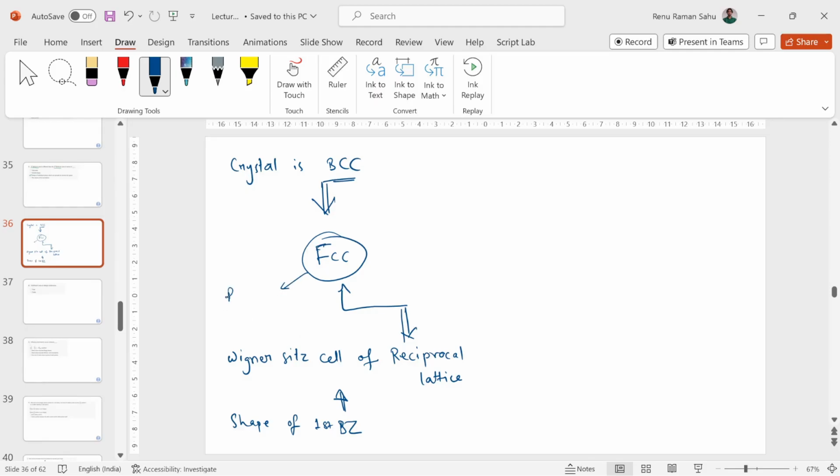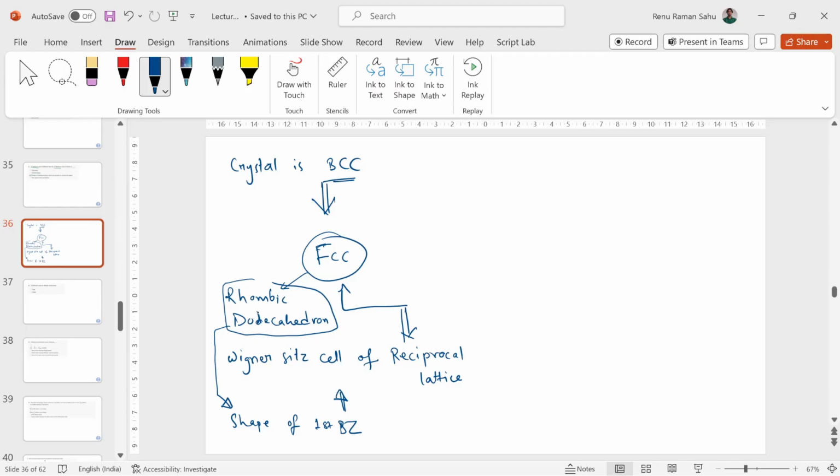It is the rhombic dodecahedron. Now, since this is the shape of the Wigner-Seitz cell, you understood the flow of the argument? Yes, got it, sir. Rhombic dodecahedron, that's the shape of it.